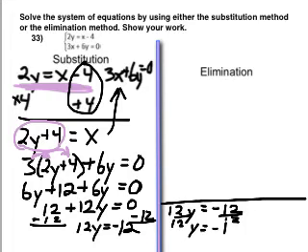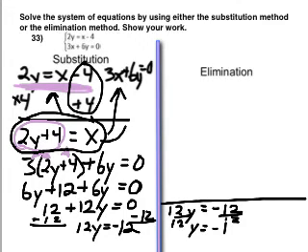And by the way, you notice when I found x equaling something right here, I didn't stick it back into the same equation, because if you do, you're just going to get the same thing equals the same thing on both sides. You've got to stick it into the other equation.